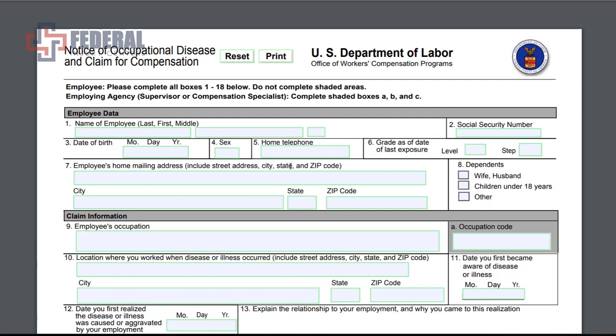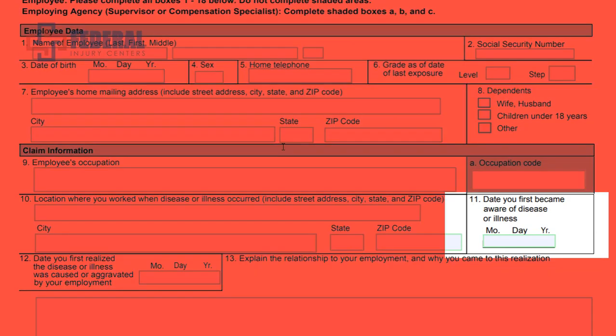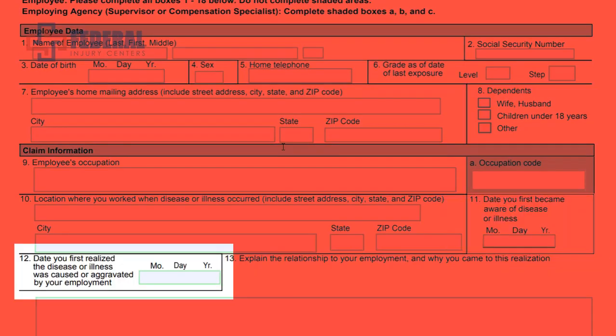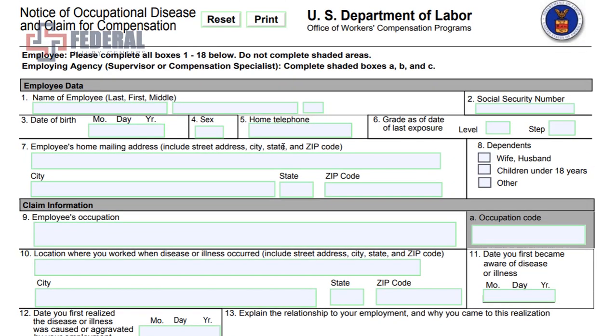There's a lot of confusion when it comes to this form, and that's largely because of this area right here, boxes 11 and 12. We're going to get to those in a second. What we're going to cover in this video is not only how to fill out this form, but the required information that you need to provide in addition to just filling out this form.